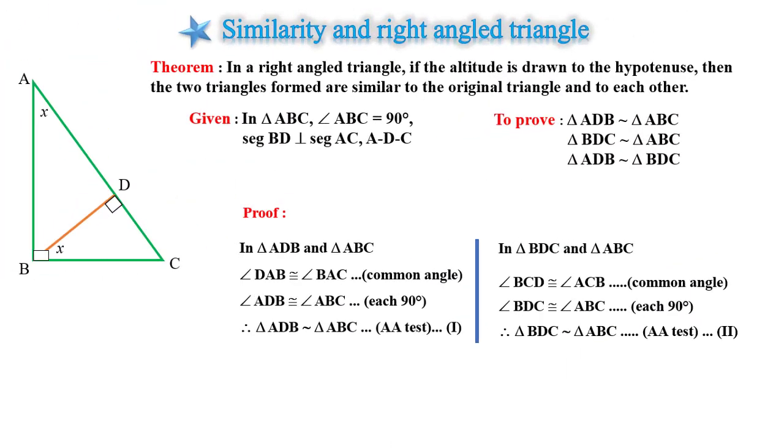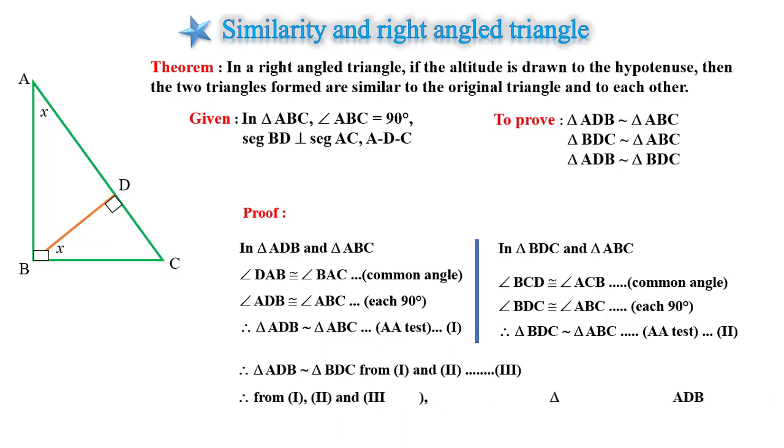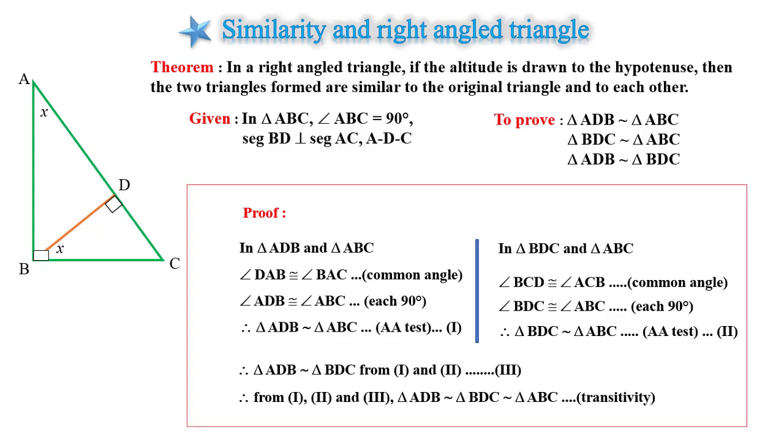Therefore, triangle ADB is similar to triangle BDC from statements 1 and 2. This is statement number 3. From statements 1st, 2nd and 3rd, triangle ADB is similar to triangle BDC, which is similar to triangle ABC, by transitivity.